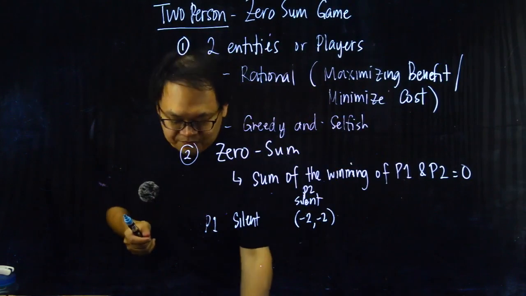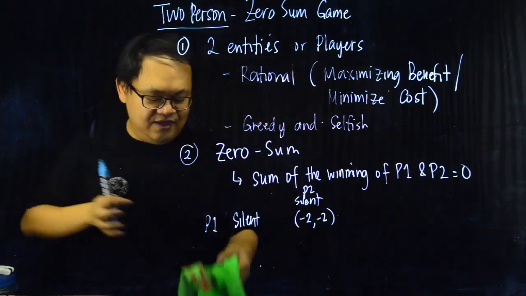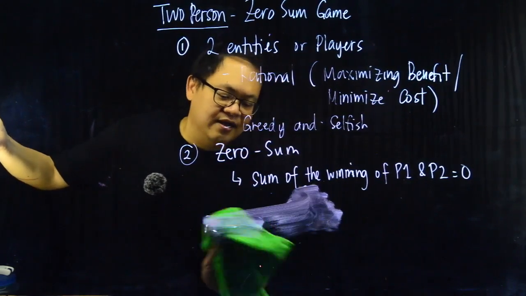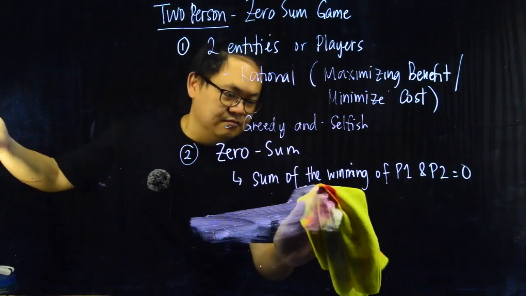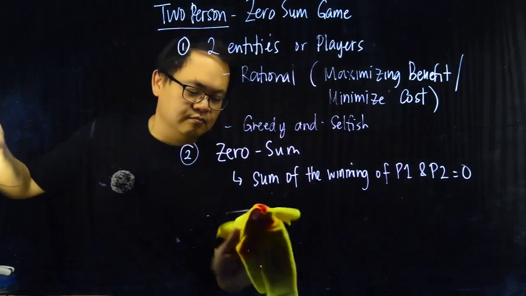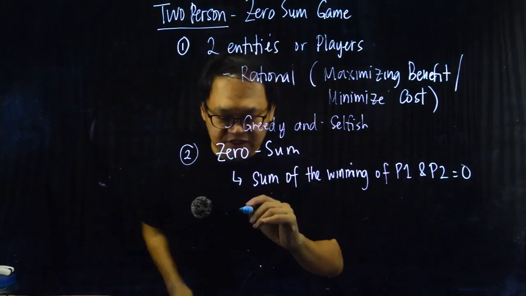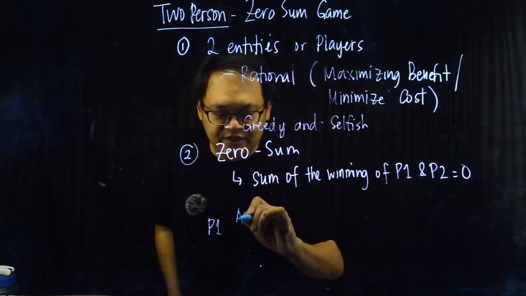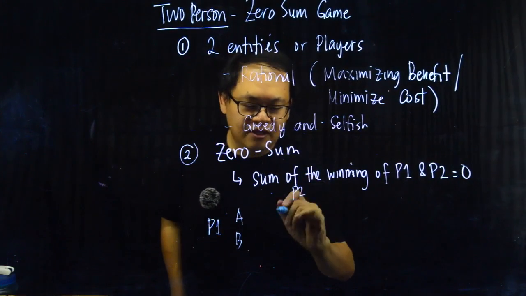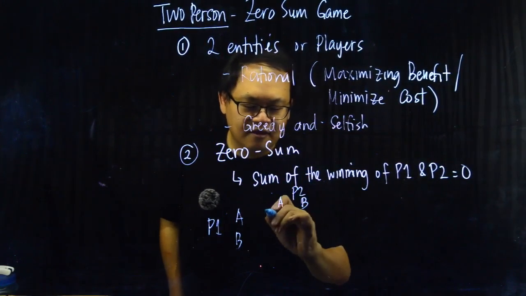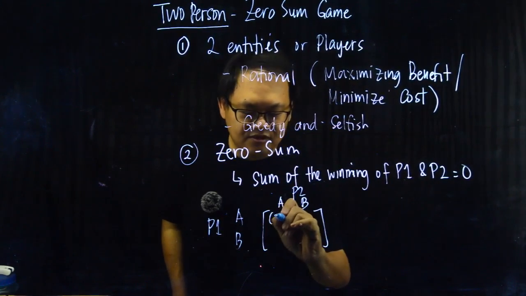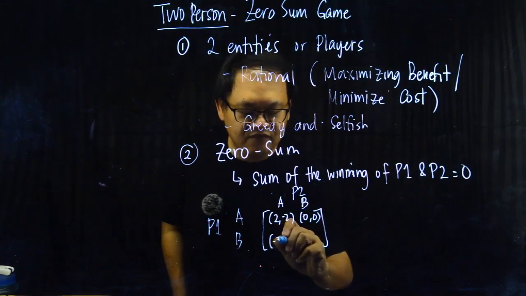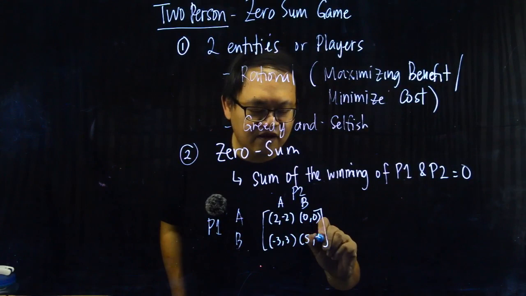Okay? Now, just to give you an idea of a zero-sum game, let me show you a quick example. Some quick generic example. Let's say you have player 1, and you have two strategies, and you have player 2, and let's say you have two strategies again. Okay? And let's say this is 2, -2, this is 0, 0, this is -3, 3, and this is 5, -5.